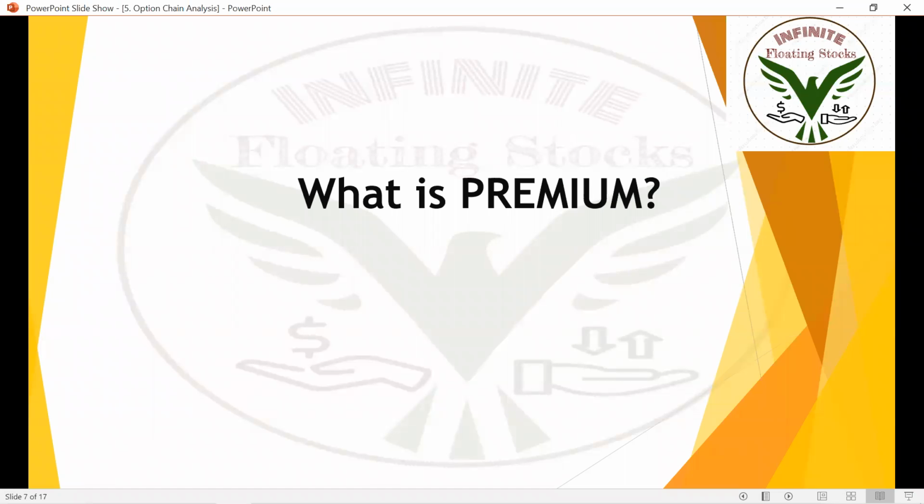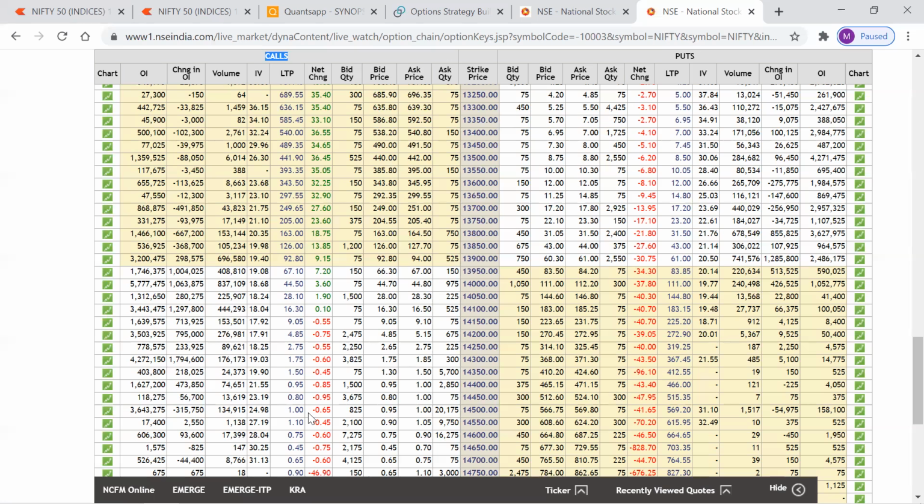That's the premium you need to buy. All right, let's look at Opstra. You'll get more clear.